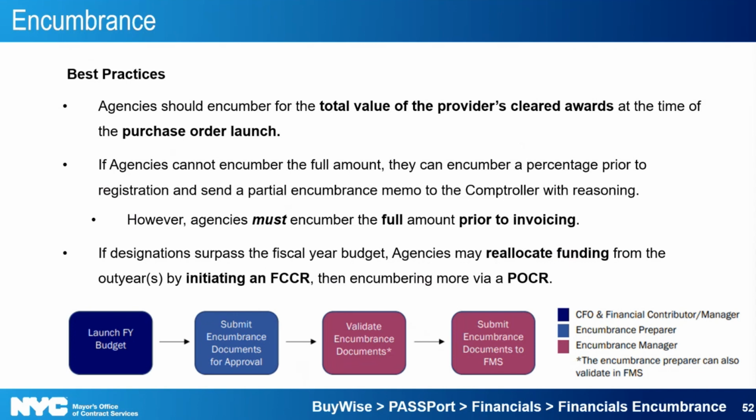If the award value surpasses the budget amount, you may reallocate funding from the out years by initiating an FCCR and then encumbering more through a POCR. So, for example, if a provider has fiscal year 24 cleared awards totaling $20,000, at the time of purchase order launch under a fiscal year 24 budget of $30,000, the agency should only encumber $20,000. Should the provider later receive $5,000, the agency can then encumber additional funds through a POCR.